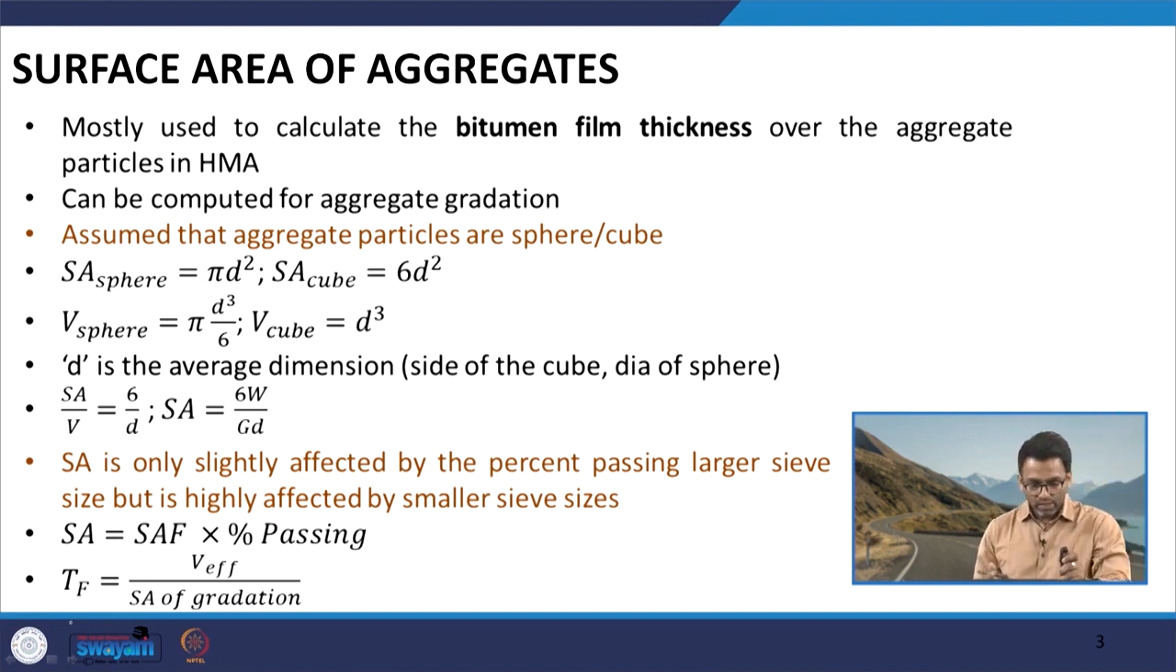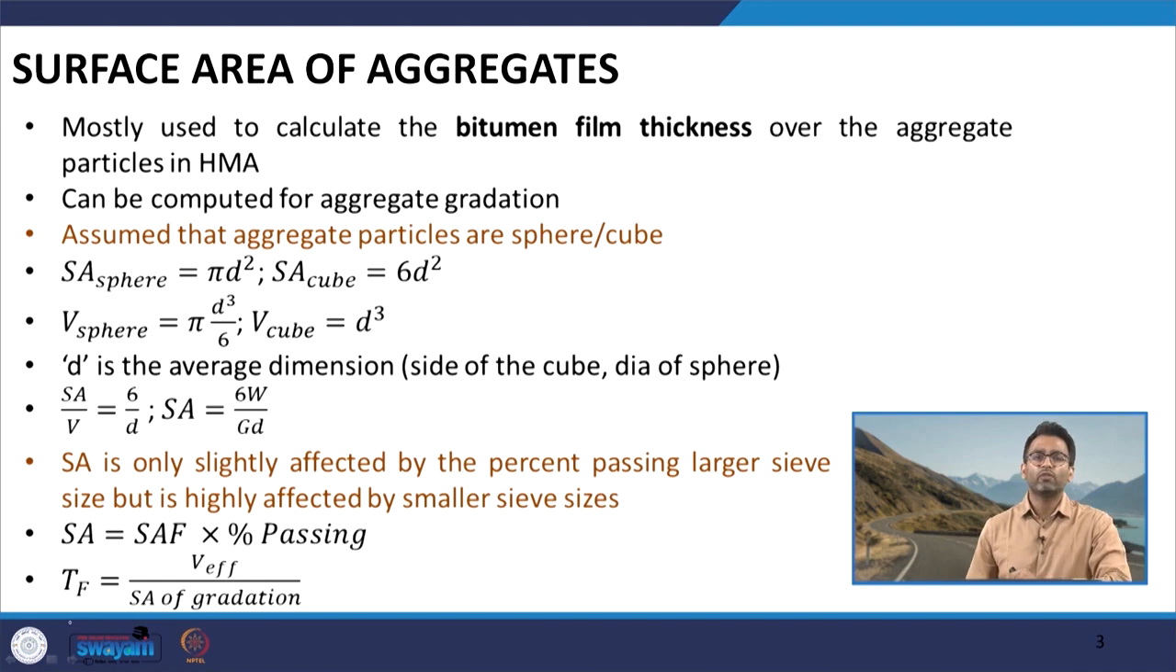Now, we will see in one of the calculations in the next slide, it is 6 W by Gd. So, when the diameter of the particle increases, when the size of the particle increases, the surface area will basically keep on reducing. Of course, it is a function of other parameters like weight and specific gravity. So, I am just assuming that both weight and specific gravity are constant, and I am seeing how things will change when the size of the aggregate changes.